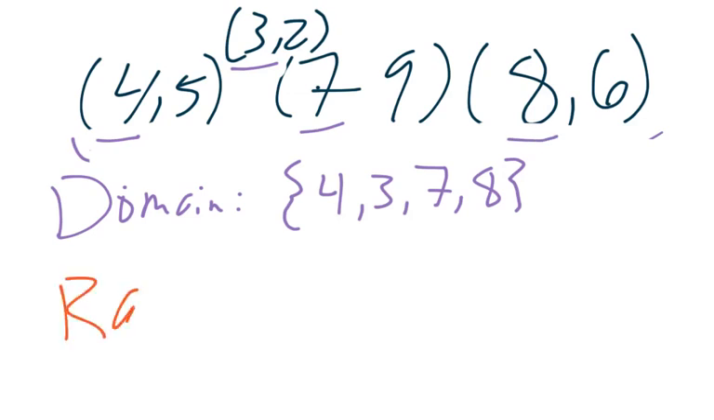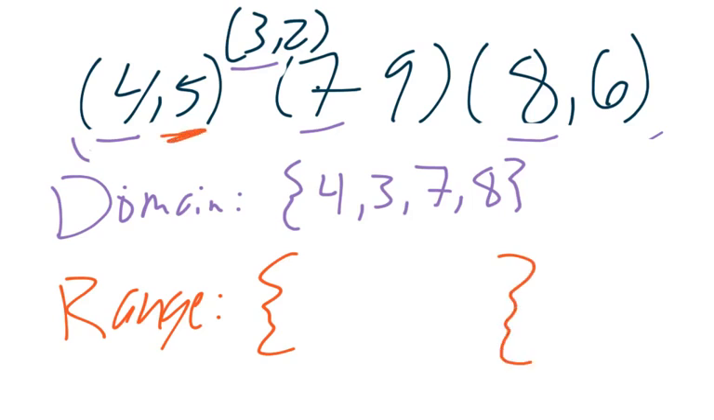The range are all of the possible y values. And in this case, the possible y values are 5, 2, 9, and 6. Those are the possible range values, or y values.